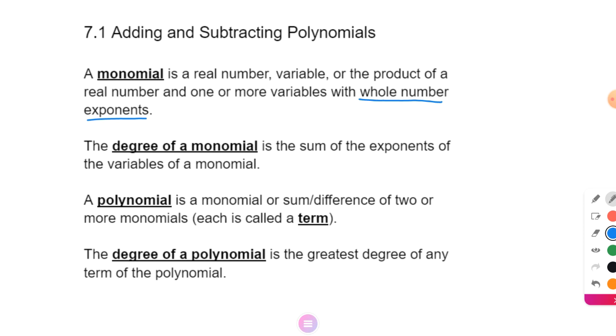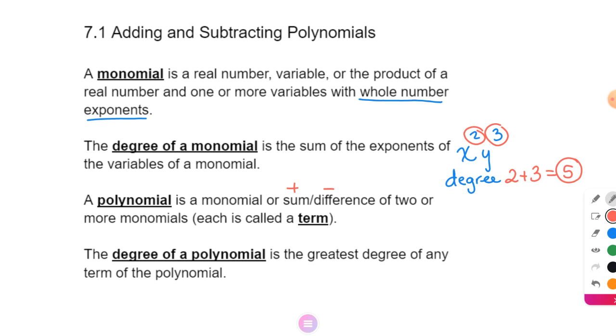The degree of a monomial is the sum of the exponents of the variables. So for instance, something like x squared y to the third would be degree 5, because we take the 2 and the 3 and add them together, and that gives us 5. A polynomial, poly meaning many, is simply a monomial, or a sum or difference, we're adding or subtracting, of two or more monomials. And each piece, each monomial, is called a term.